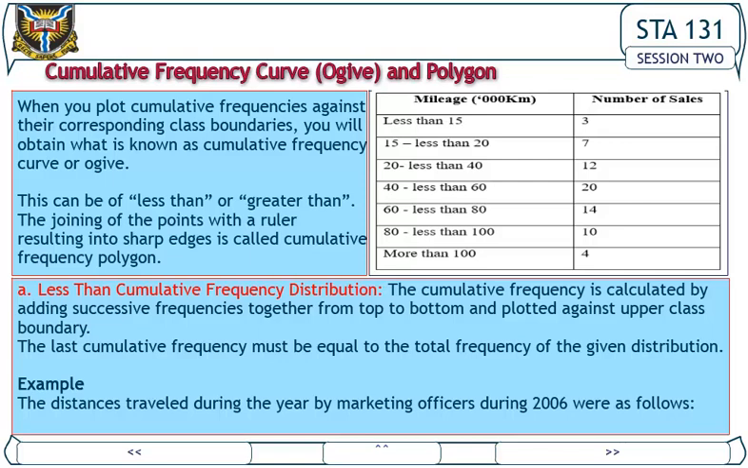A. Less than cumulative frequency distribution. The cumulative frequency is calculated by adding successive frequencies together from top to bottom and plotted against the upper class boundary. The last cumulative frequency must be equal to the total frequency of the given distribution. Example: the distances traveled during the year by marketing officers during 2006 were as follows.